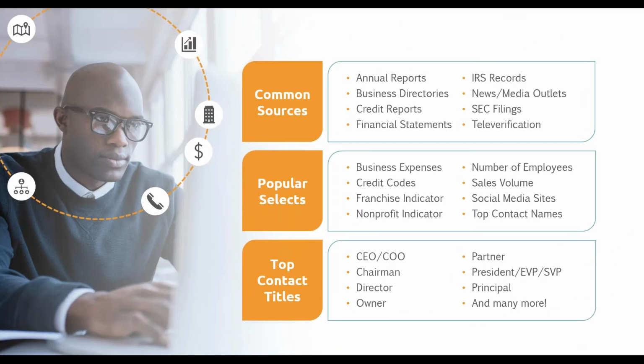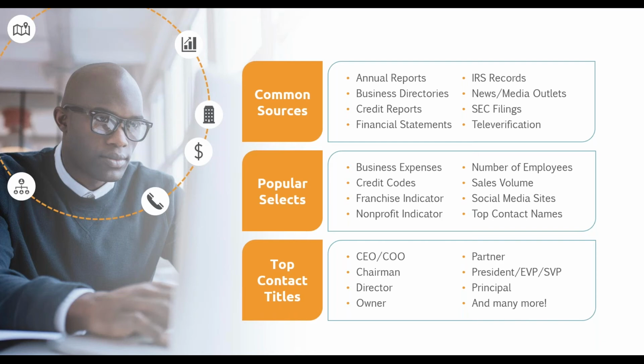So when we talk about those sources of business data, like I mentioned, there are a few common sources. So, there is public information such as annual reports and business directories. Credit reports is another. We do have credit-related information. Any SEC filings, any news or media outlet information, and then all of the business data that we work with is additionally televerified, where all of the compilers would be picking up the phone, calling to verify the information about that specific business.